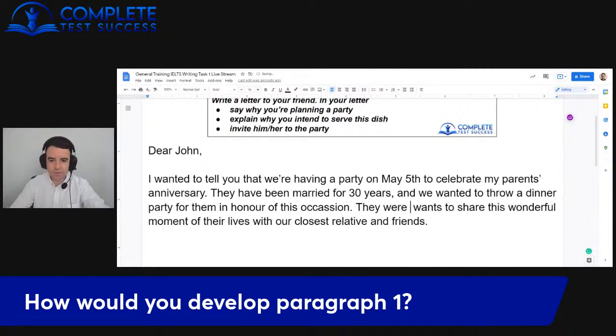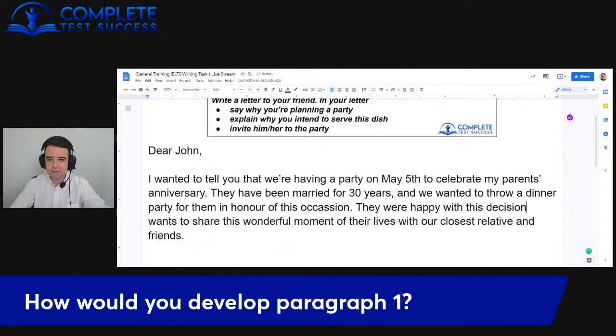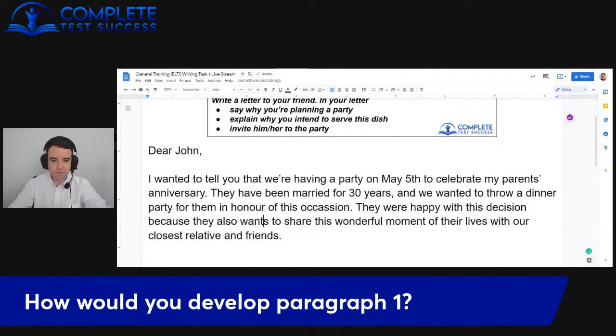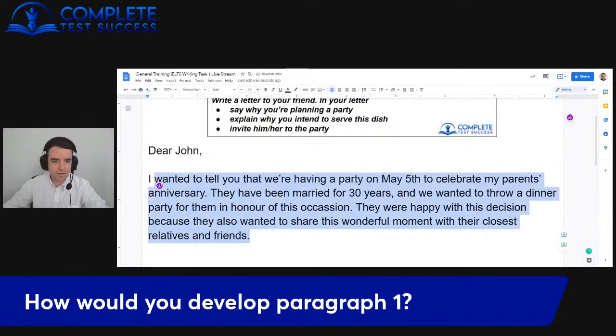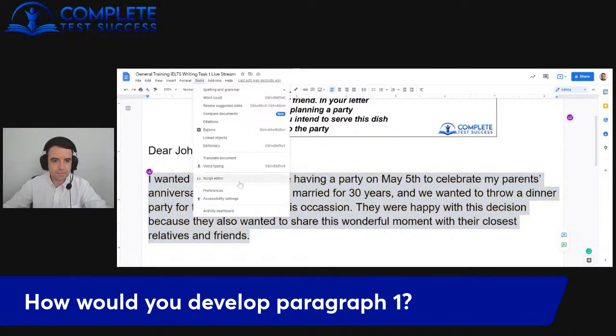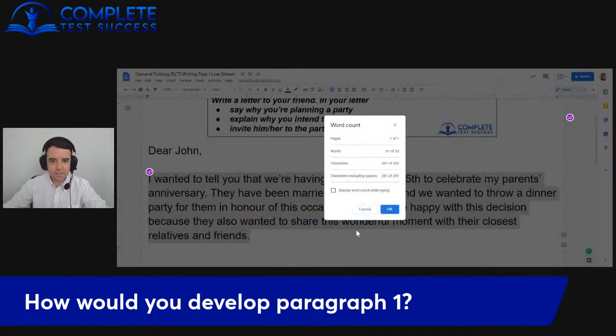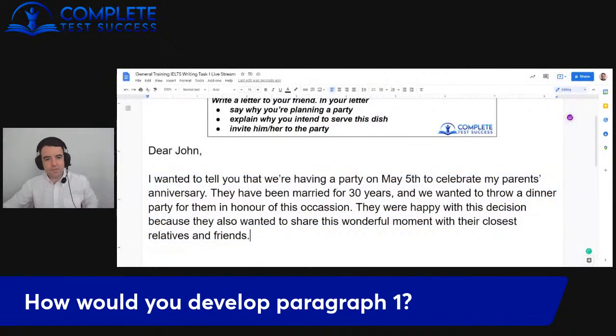They were happy with this decision because they also wanted to share this wonderful moment with, let's say, instead of their closest relatives and friends. Okay, so that looks pretty good. Let's see, how long is this? This is 61 words. Okay, so that's long enough.